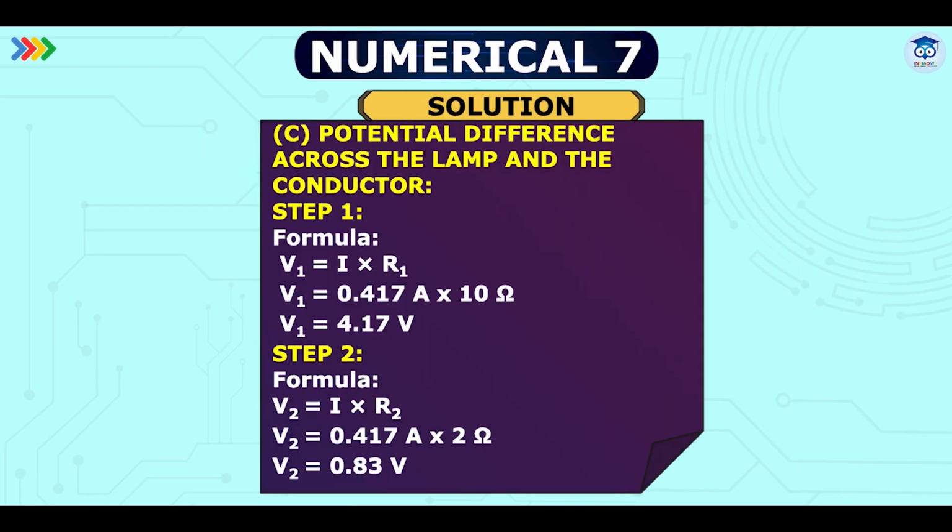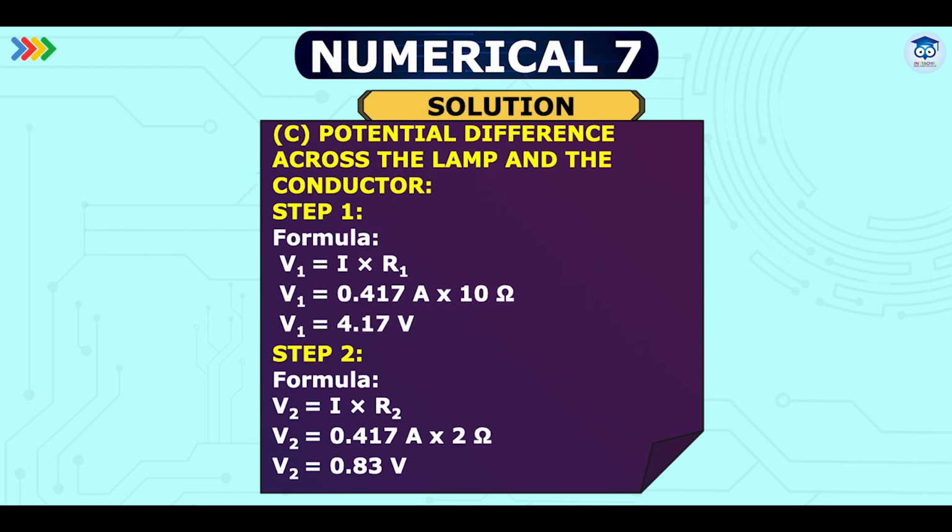Let us now proceed to part C, where we calculate the potential difference across both the lamp and the conductor. First, to find the potential difference across the lamp, we again apply Ohm's law in the form V1 equals I multiplied by R1. Substituting the values, V1 is equal to 0.417 amperes multiplied by 10 ohms, giving a result of 4.17 volts.